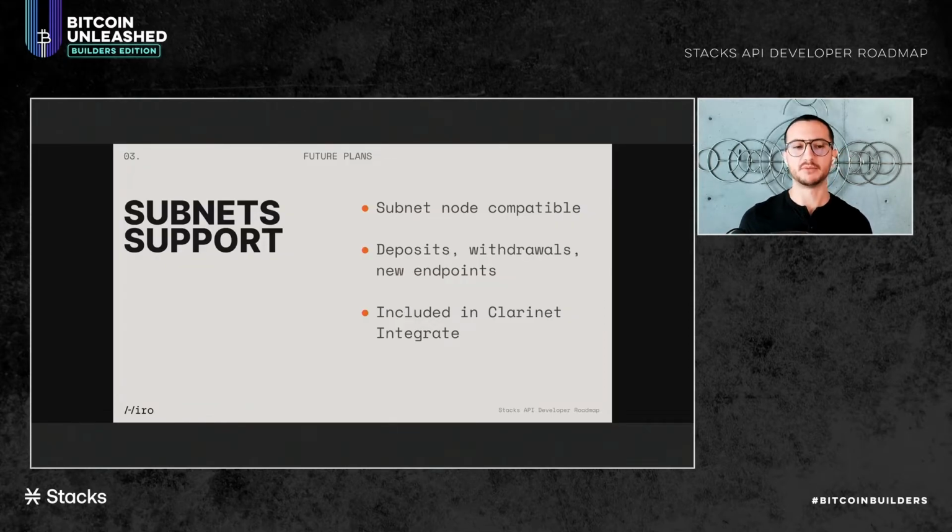For subnets, our goal is to be able to provide an API that you can run alongside the L1 chain, but also alongside a subnet chain. So we're going to make this completely subnet node compatible. You'll be able to see token deposits, withdrawals. We're going to add new endpoints so that you can filter these out if you need them. And we're also including this subnet support in Clarinet Integrate, which I'm sure you know if you're a developer. Clarinet Integrate is very useful for developing on Stacks. So it will have support for launching a subnet node and a subnet API as well.